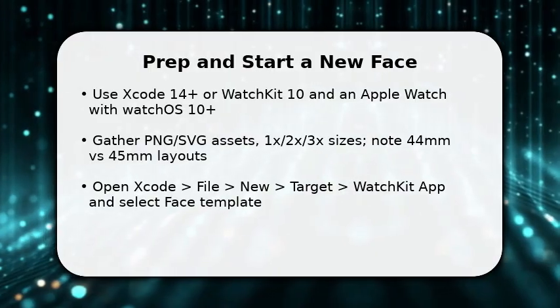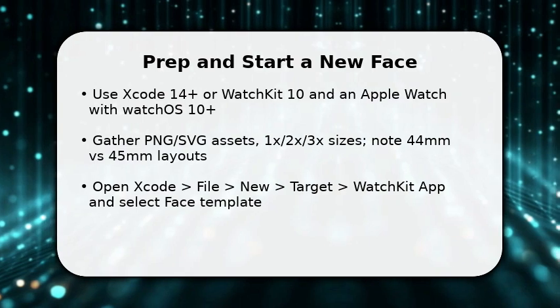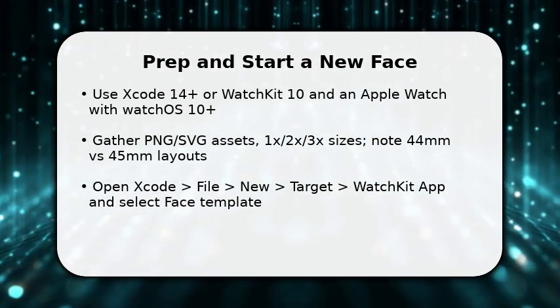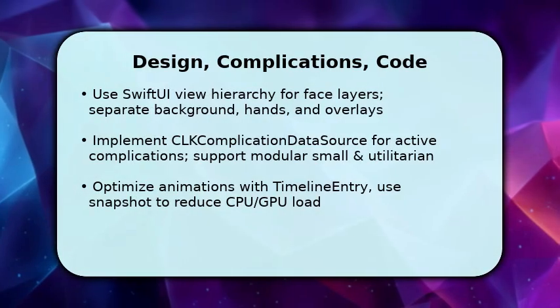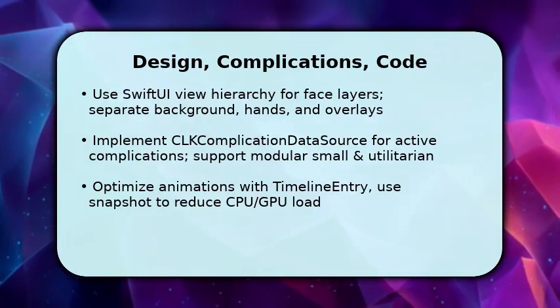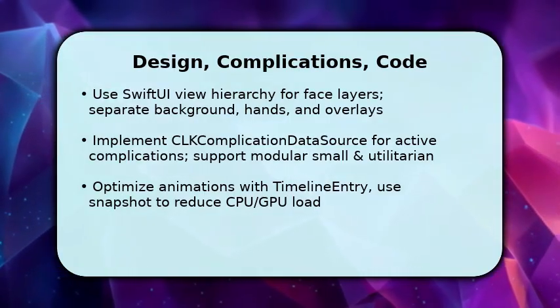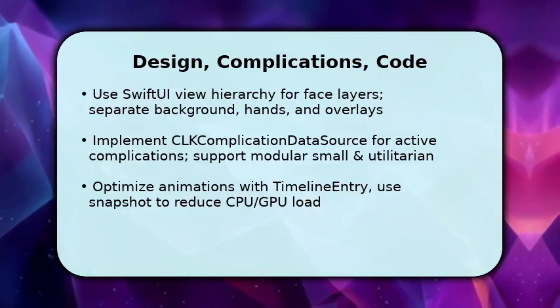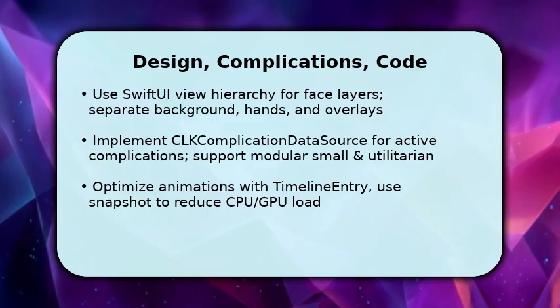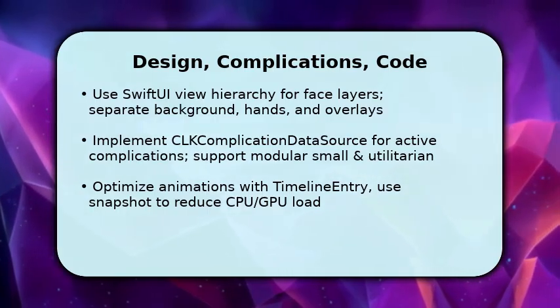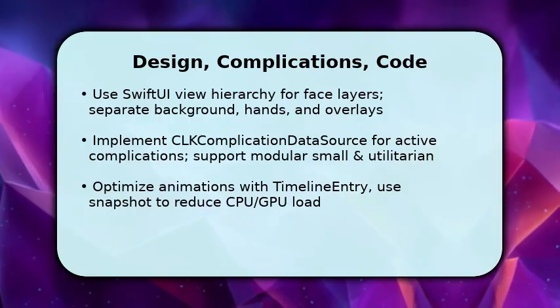After creating the target, run on a paired Apple Watch to verify layout scale before moving to behavior and data integration. Now you'll build the face UI and wire data. Design layered SwiftUI views for background, hands, and overlays so elements remain independent. Once done, implement ClockKit complication data source methods for each complication family you support and populate timelines for smooth updates.